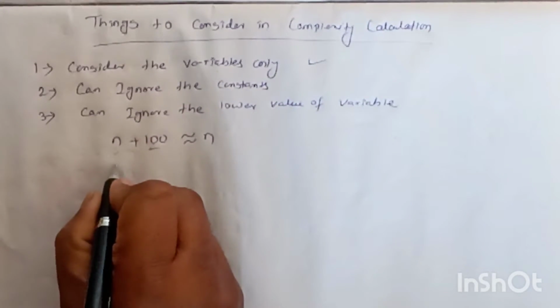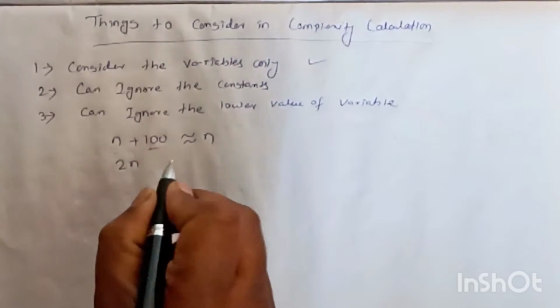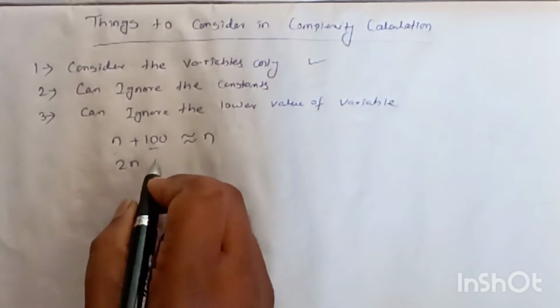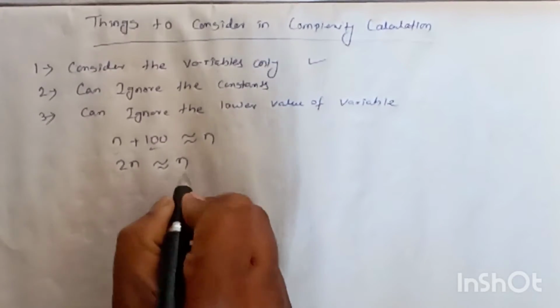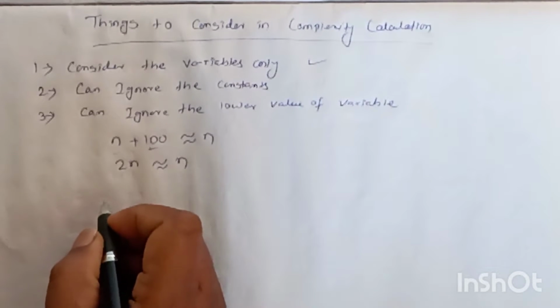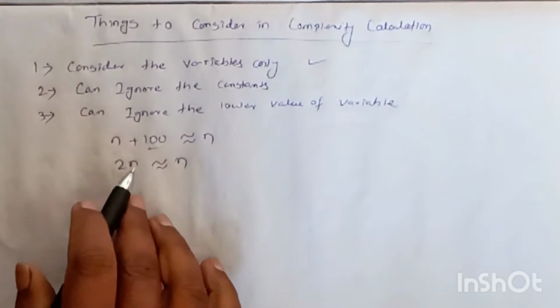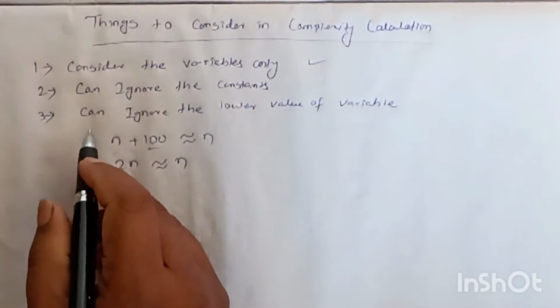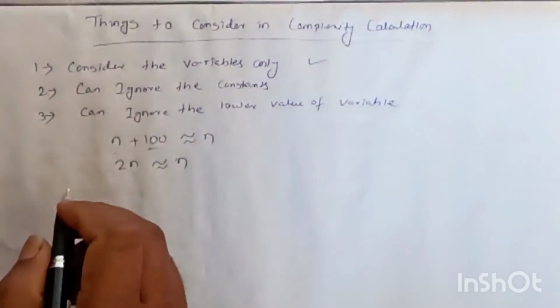Similarly, let's say you find 2n. 2 is a constant, so 2n is equivalent to n. And here, we are only considering the variables. The first point is already there. And we can ignore the lower value of variables.